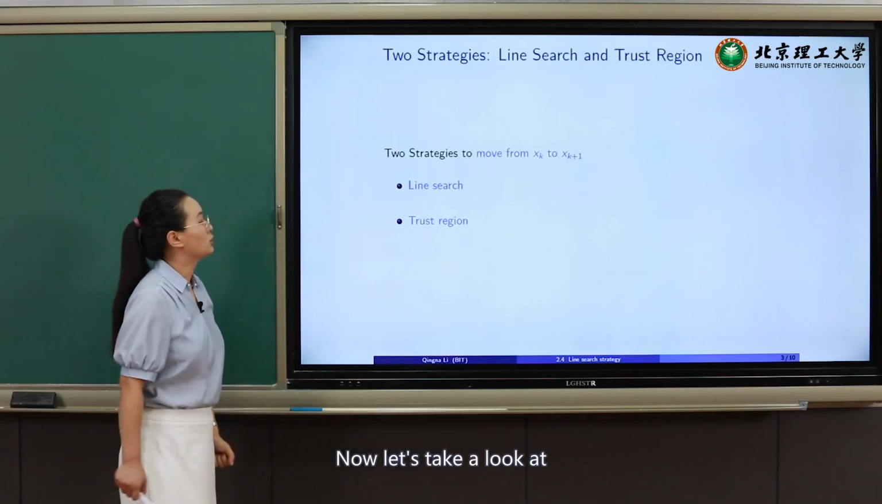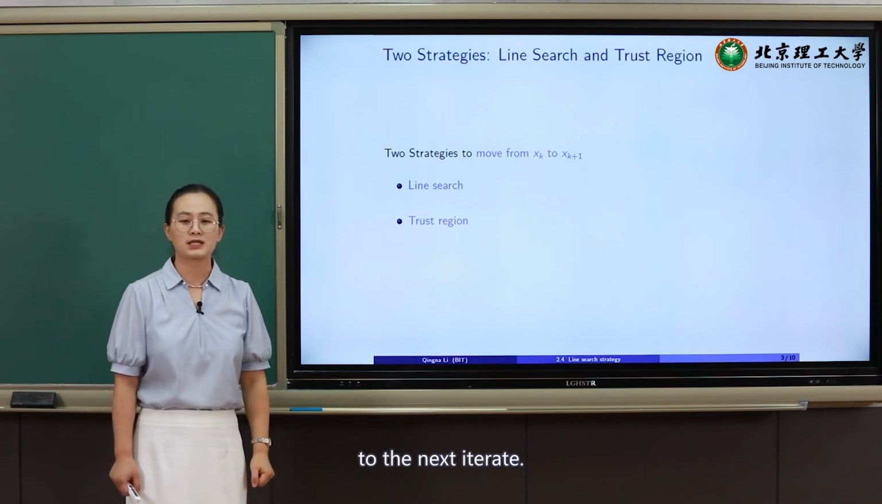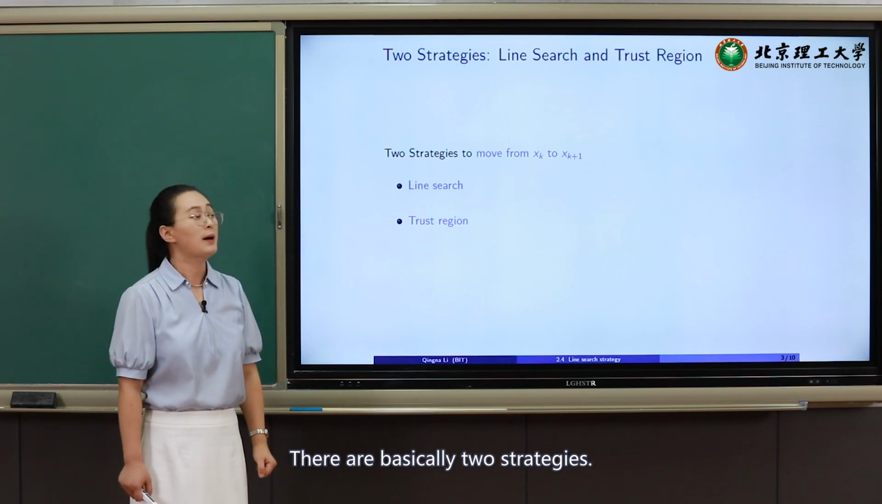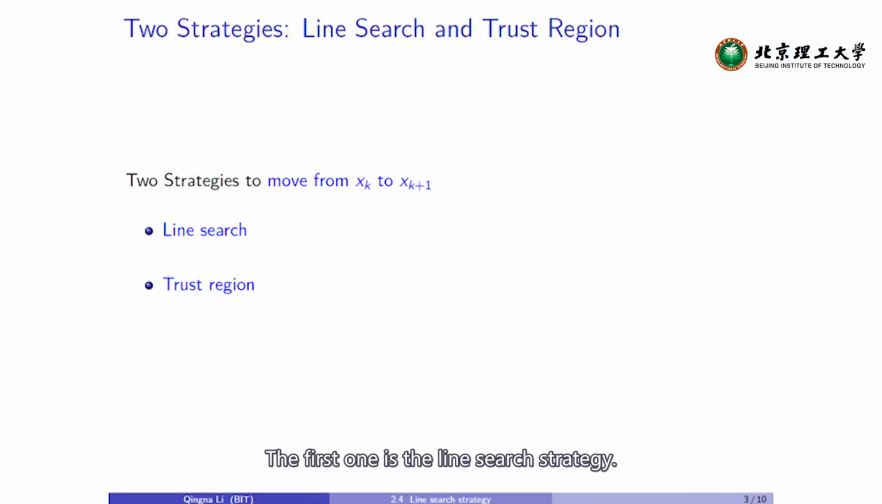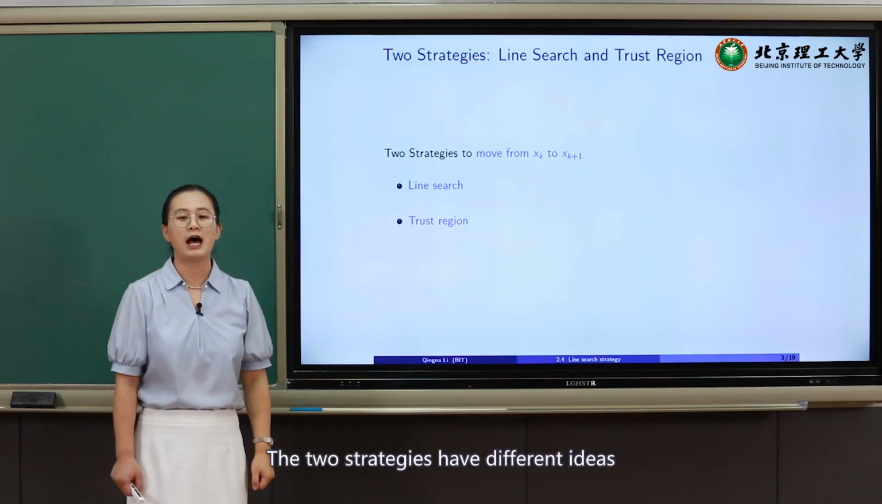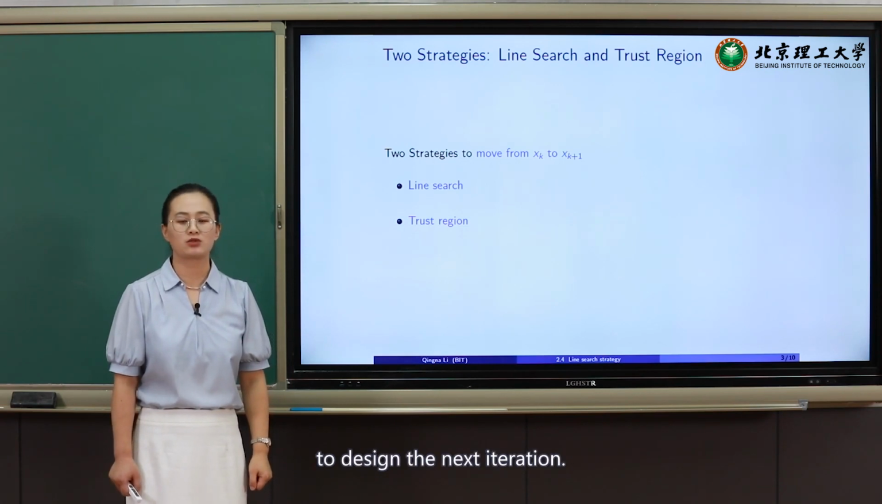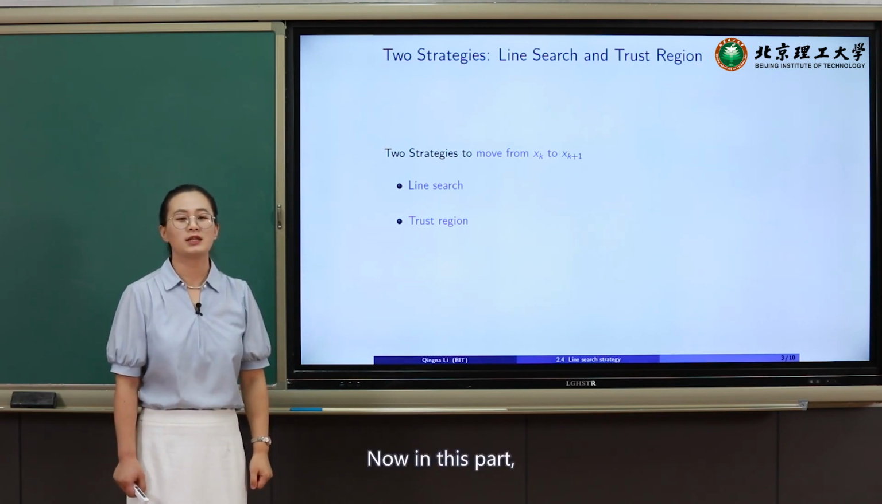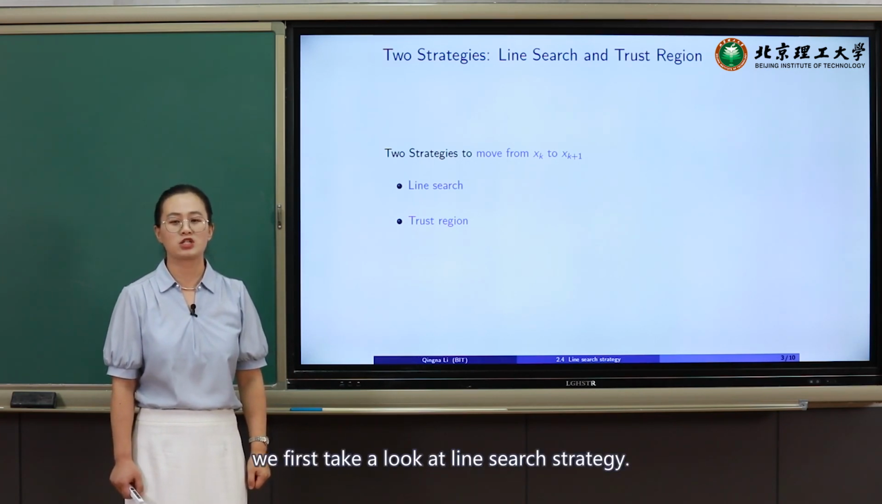Now, let's take a look at how we move from the current iterate to the next iterate. There are basically two strategies. The first one is the line search strategy. The second one is the trust region strategy. The two strategies have different ideas to design the next iteration. In this part, we first take a look at the line search strategy.